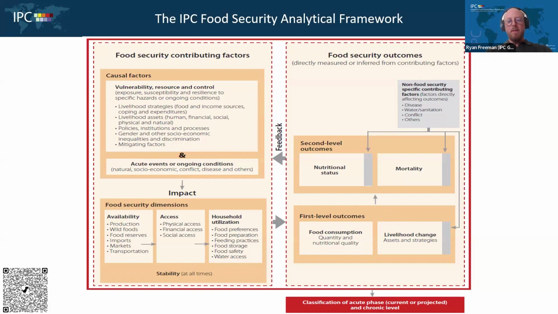So this is how, within the IPC, we take all of this information that's available from the context about individual shocks, whether it's a flood or a disease outbreak. We walk it through the food security dimensions and traditional pillars. Then we talk about the impact on that on food consumption and livelihood change, and how does a household with those consumption and livelihood change patterns, how does this result in their nutritional status and mortality? So this is a very quick way to go through the IPC analytical framework.